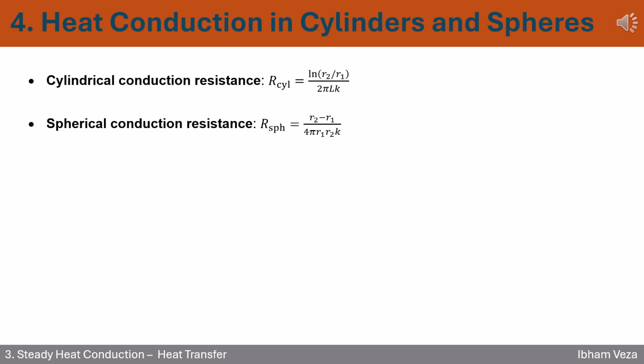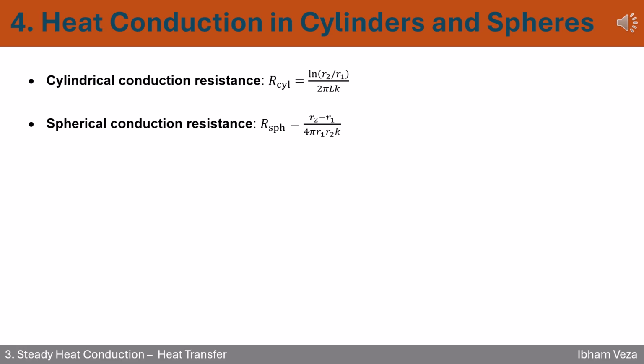4. Make complex shapes simple. Not all systems are flat walls, and that's okay. For cylinders and spheres, we just adjust how we calculate thermal resistance. Use the logarithmic formula for cylinders and a simpler fraction for spheres. Both follow the same logic.